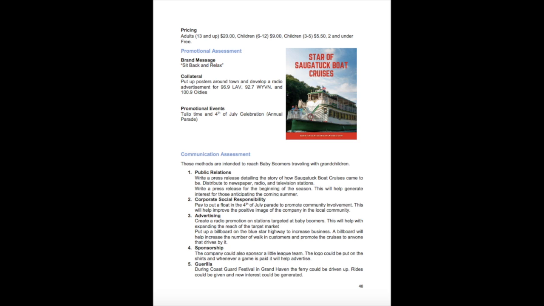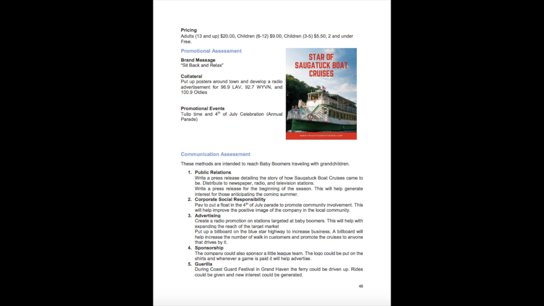For corporate social responsibility, consider putting a float in the 4th of July parade to promote community involvement. This would be a great way to improve the positive image of the company in the local community.